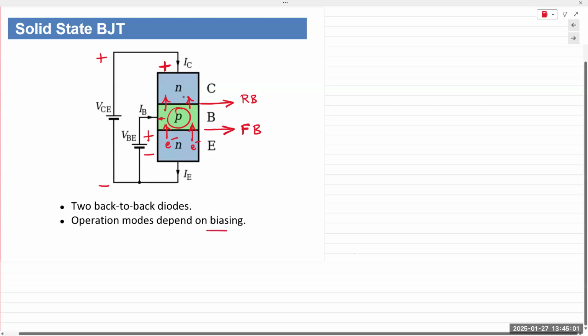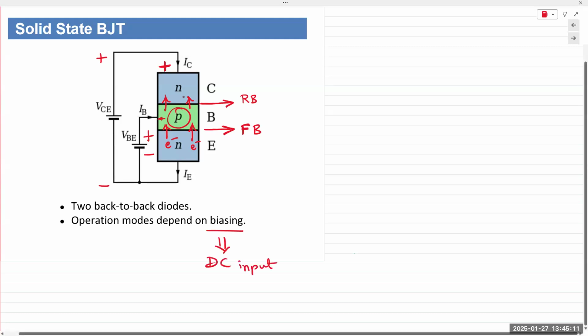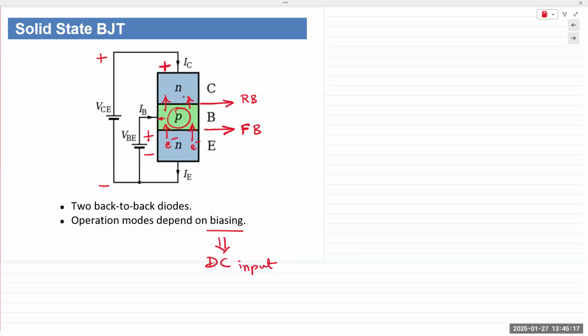The operating modes depend on biasing. Biasing simply means the DC voltages that we apply, or the DC input. And we will discuss this a little bit later in the chapter. So let's look into the operation. And first, let's look into the voltage and current notations.